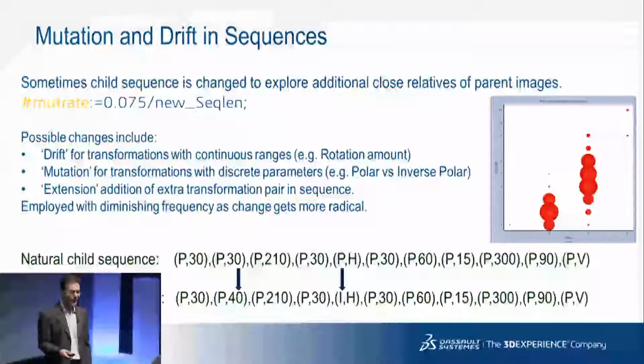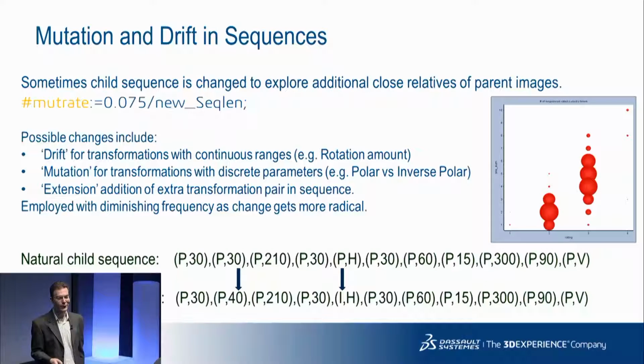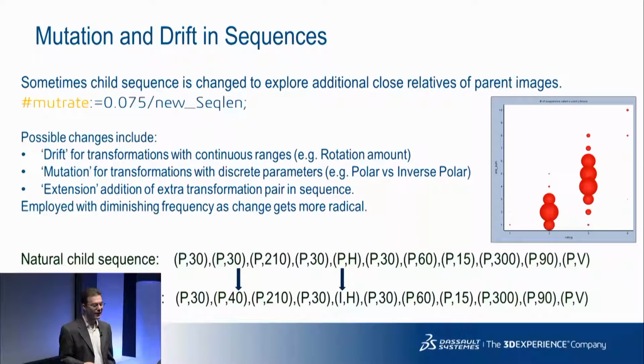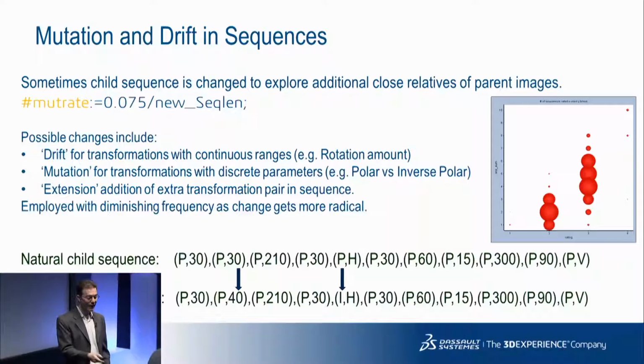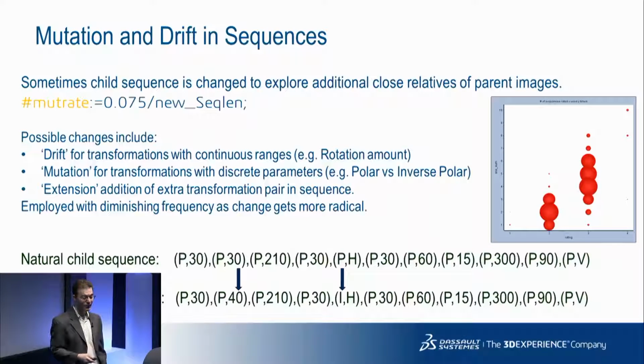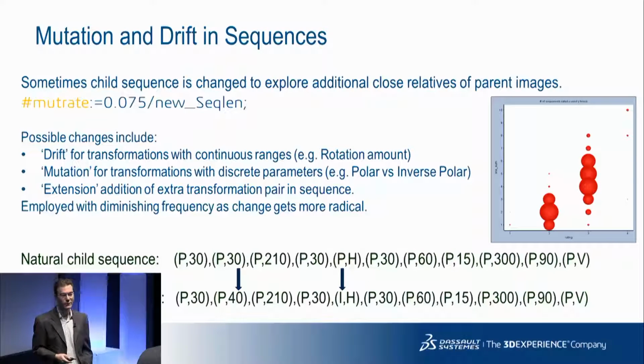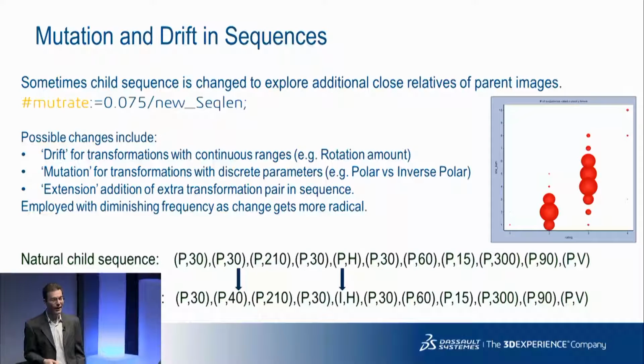Very simple. In order to make sure that we didn't get caught in local minima or in a rut, that we didn't have inbreeding, I added some mutation and drift to these sequences. This is instantiated in 3 different ways. We have drift for continuous operations. So something like rotation, you could imagine drifting from polar and then a 30-degree rotation to a polar and then a 40-degree rotation. So this is going to give you a similar image, but not exactly the same.